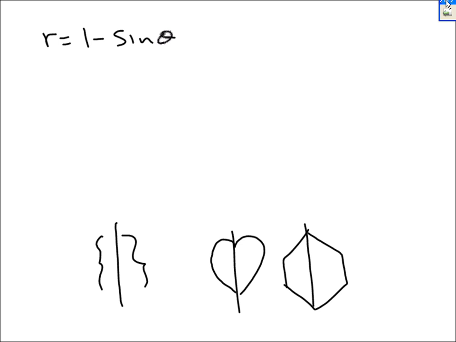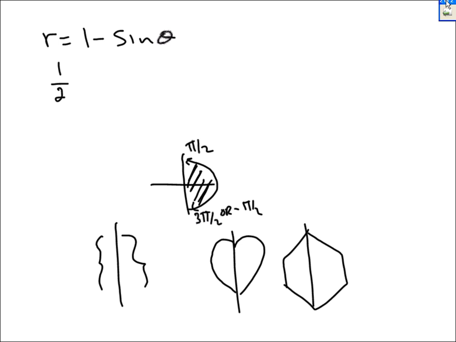if the right goes like this, then the left goes like that. It's a mirror image. So if you think about it, the angles are going from 3 pi over 2 to pi over 2, or if you preferred, negative pi over 2 to pi over 2. So that's what we do. We're going to find the area of the right half.